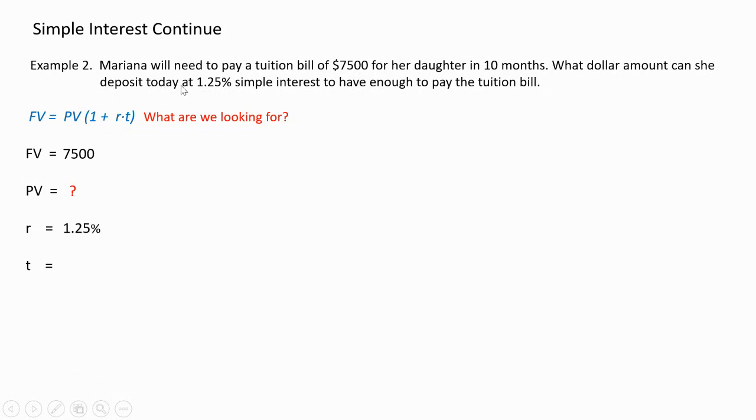And again, the interest rate is always the easiest one to find because it has a percent symbol. And the time is in months, so it's going to be 10 divided by 12. Here, guys, you don't need to simplify it because you're going to plug it into the formula anyway. But if you want to simplify it, this will be 5 over 6. But just leave it like that.